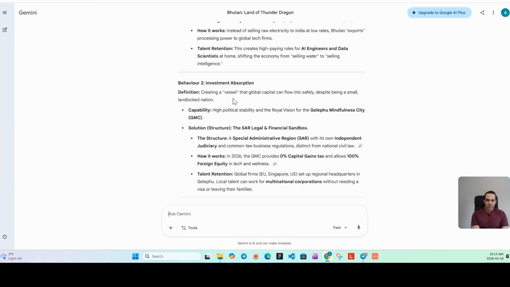market. Investment absorption, creating a vessel that global capital can flow into safely, deposit being a small landlocked nation. High political stability and the royal vision for this city, GMC. Creating a vessel that global capital can flow into safely. Okay.